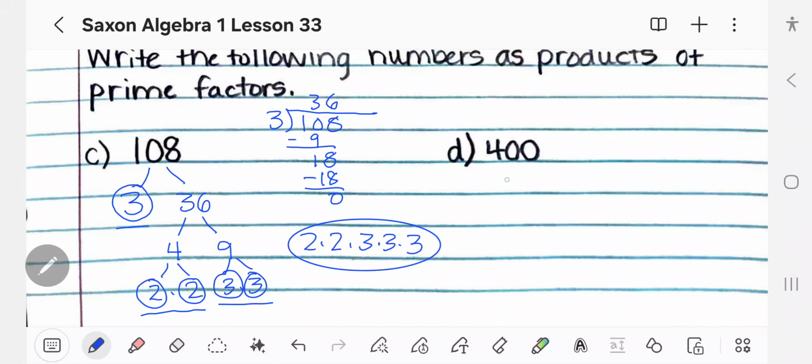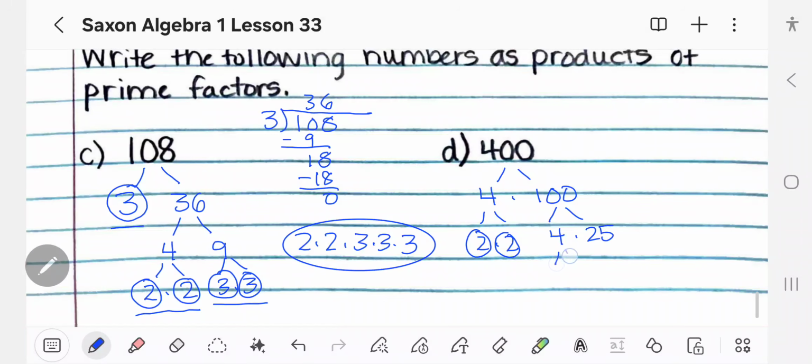All right, for 400. I see that it ends in 0. So I know 10 will go into it. It actually ends in 2 zeros, so I know 100 would go into it. So I'm going to go 4 times 100. Neither of those is prime, but I can break 4 down to 2 times 2. I can break 100 down, I think, of 4 quarters. So 4 25s. Neither of those is prime.